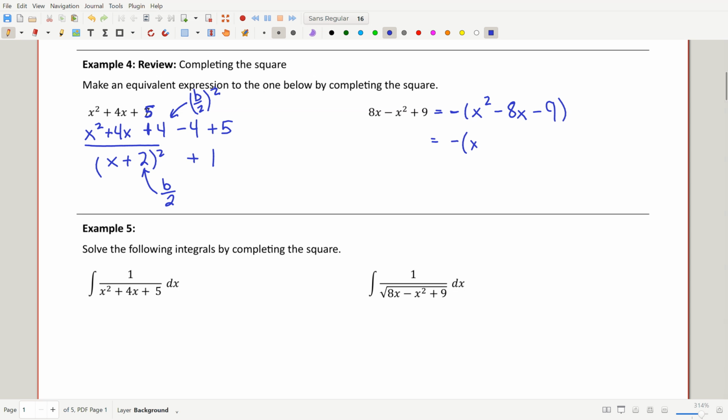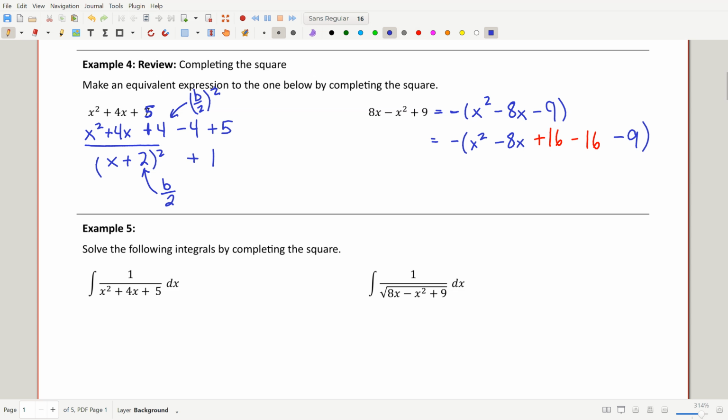Negative x squared minus 8x. Bring my minus 9 out back here. B is negative 8. B over 2 would be negative 4. And negative 4 squared is 16. So I'll even do a different color on this one. I'm going to add my fancy form of 0, add 16 and subtract 16. That has not changed anything.